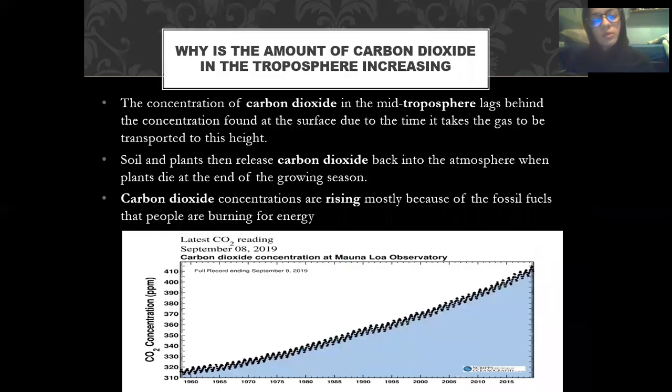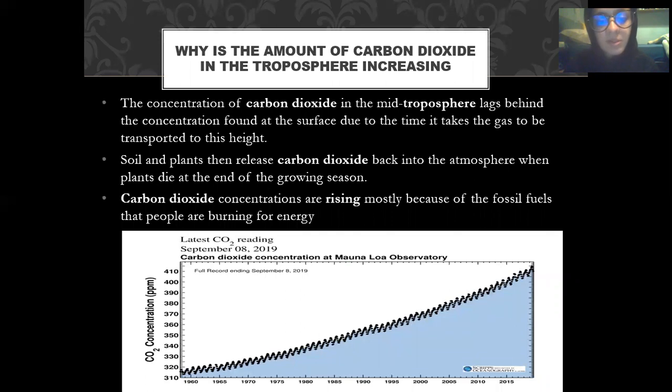Why is the amount of carbon dioxide in the troposphere increasing? Here is the question. Why? The reason is that the concentration of carbon dioxide in the mid-troposphere lags behind the concentration found at the surface, due to the gas being transported to this height.